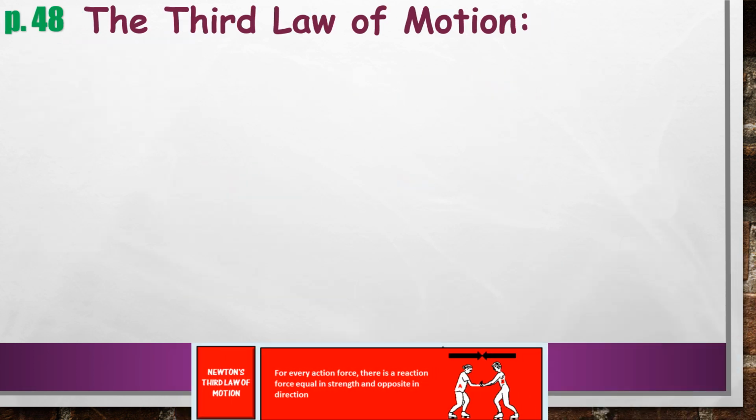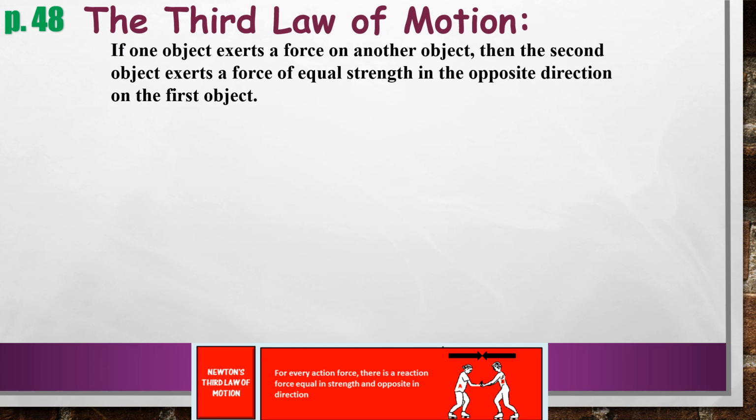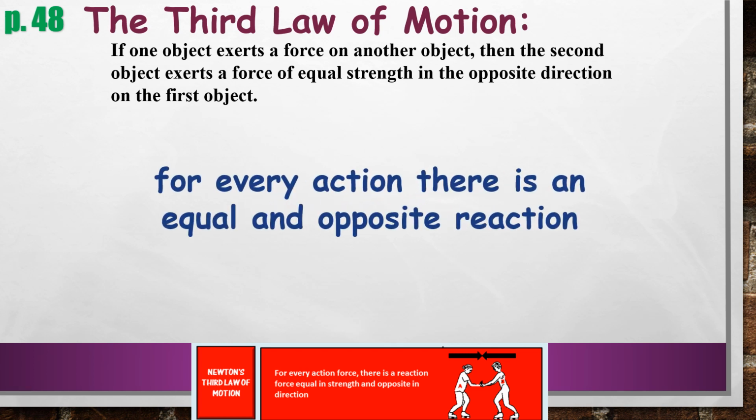The third law of motion then is understanding what a balance is. So if one object exerts a force on another object, then the second object exerts a force of equal strength in the opposite direction on the first object. So we basically make all of those fancy words that you learn more in like 8th and 9th grade into an easier way to remember: for every action, there's an equal and opposite reaction.